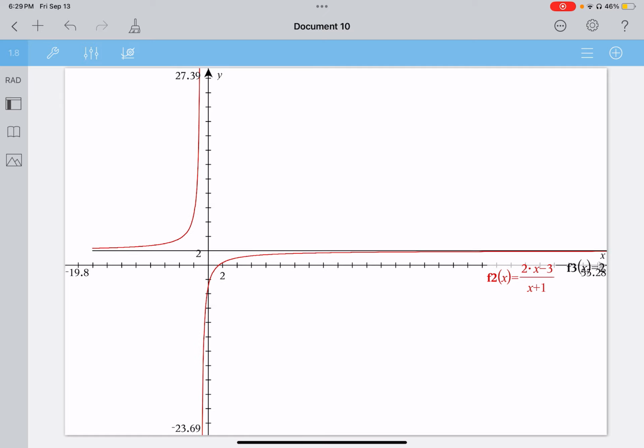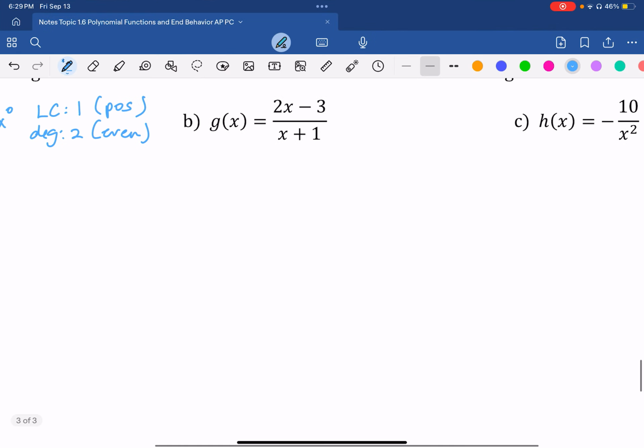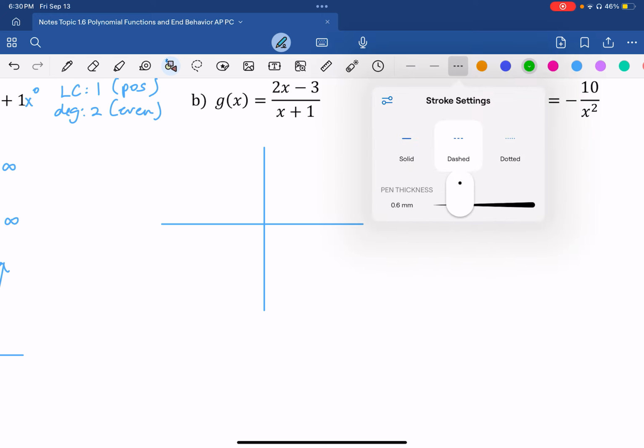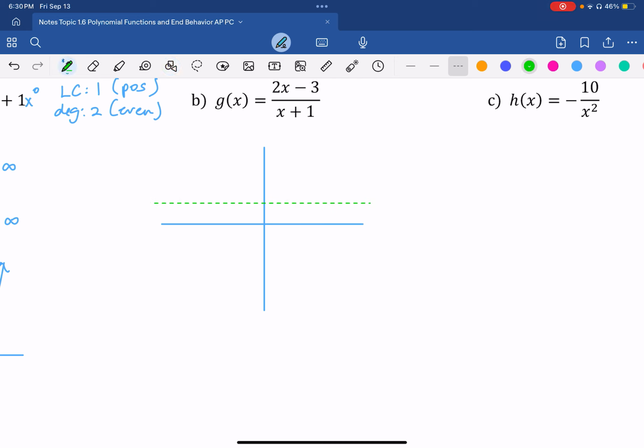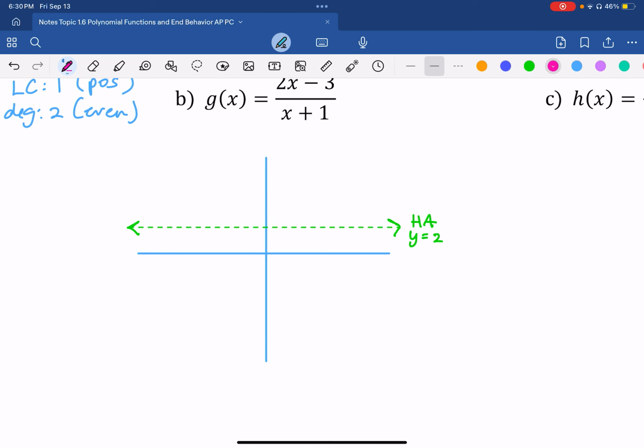Okay, so I'm going to go ahead and sketch this in the notes so you can have it. And then there was a horizontal asymptote at y equals 2. And then the graph. This is a rough sketch, but it looked something like this.